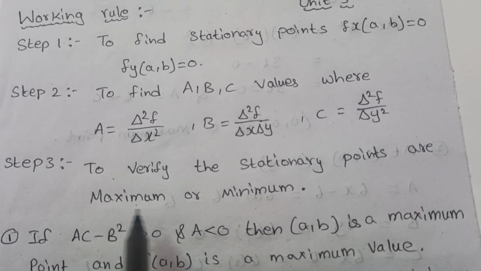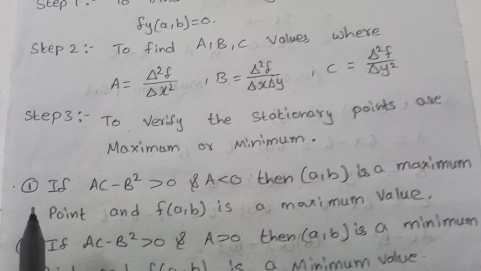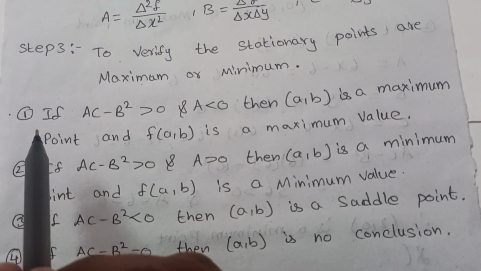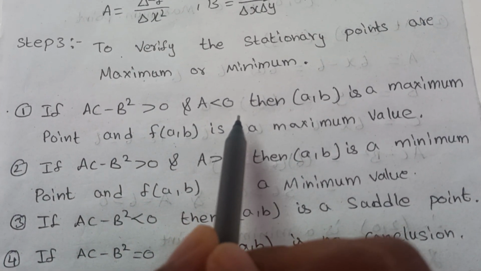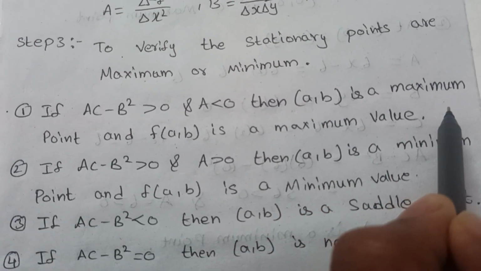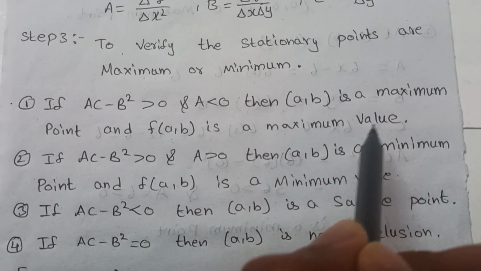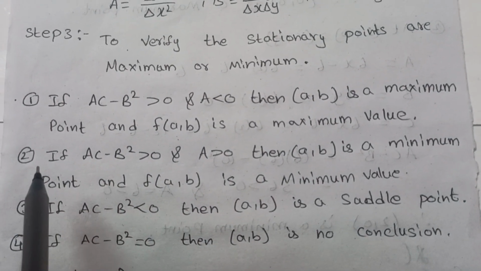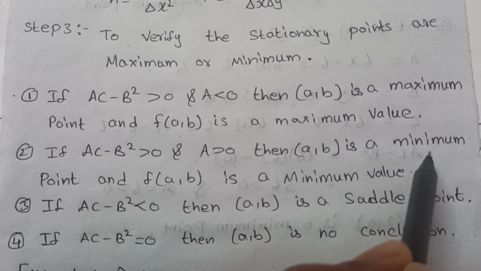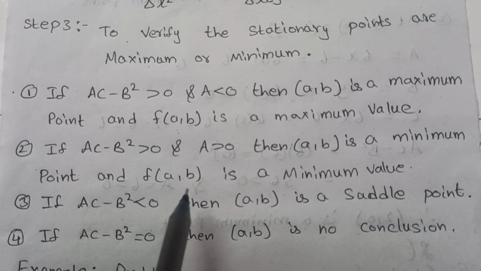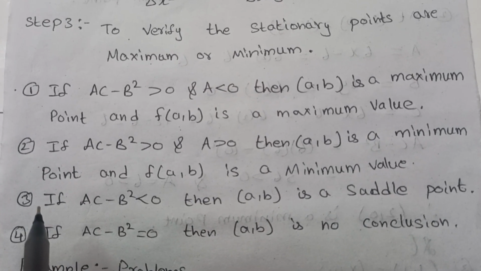Third step, to verify whether the stationary point is a maximum or minimum point. Let us see some rules. First rule: if ac − b² > 0 and a < 0, then (a,b) is a maximum point and f(a,b) is a maximum value. Second rule: if ac − b² > 0 and a > 0, then (a,b) is a minimum point and f(a,b) is a minimum value. We find the value by checking these conditions.